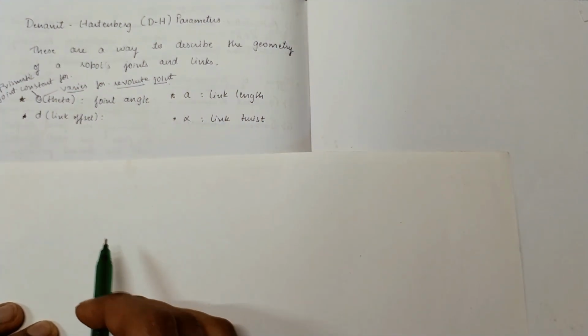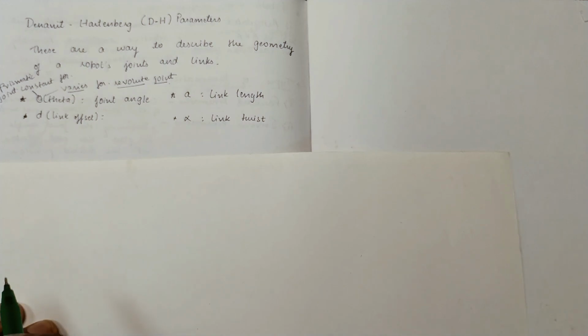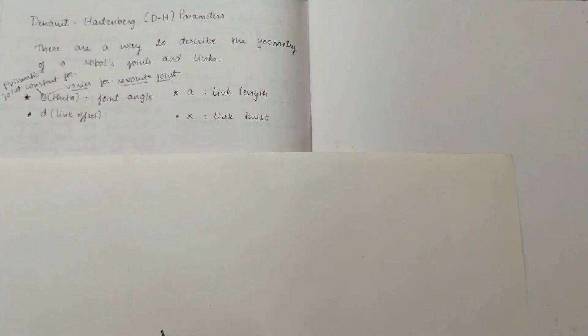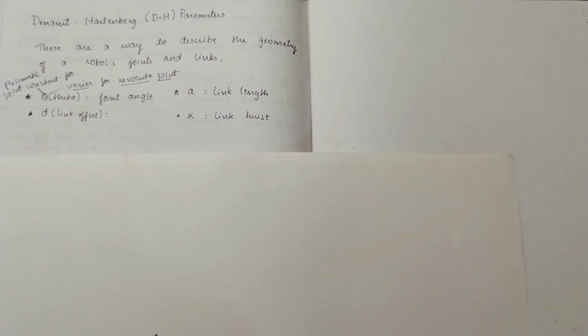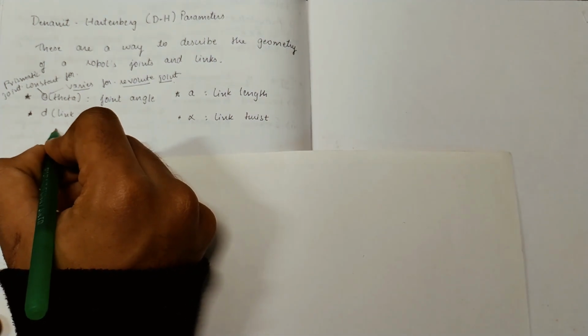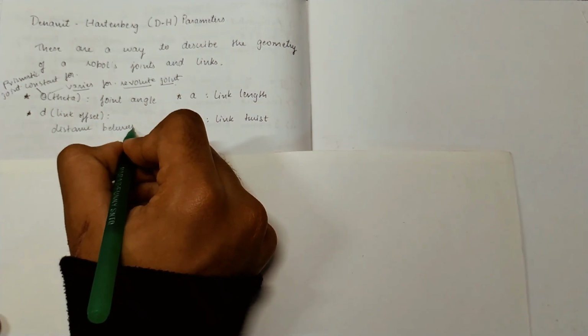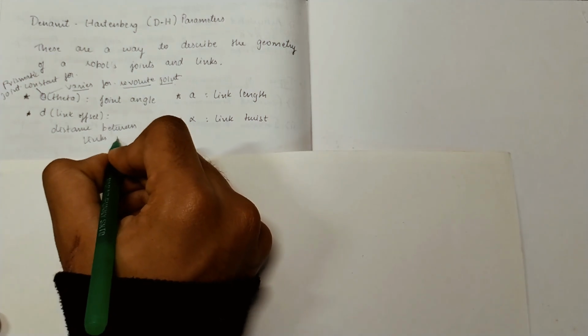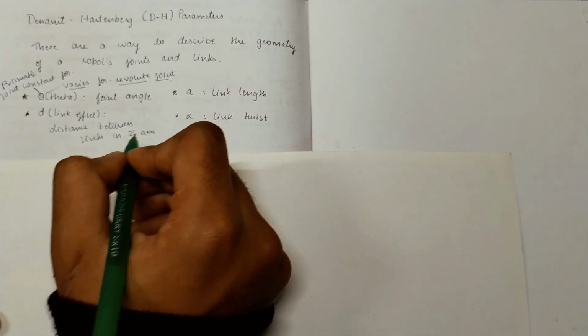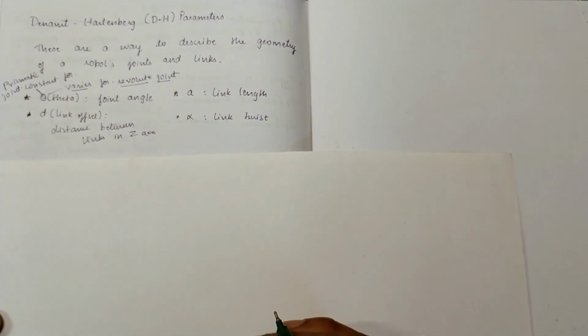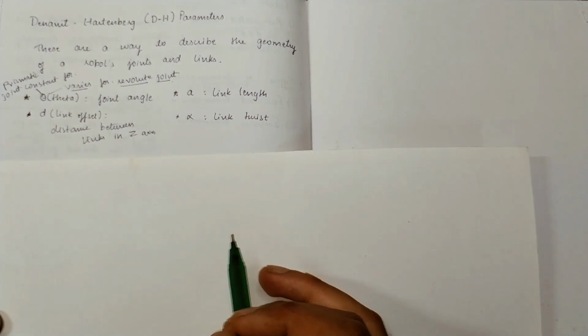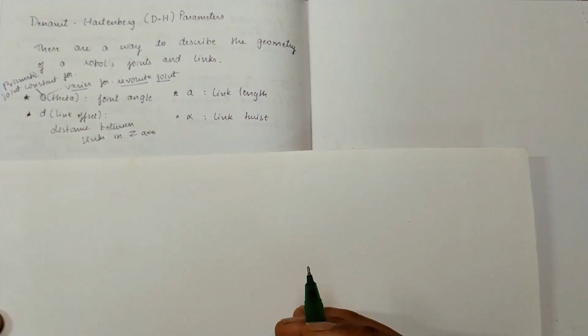And next we will look into D, that is the offset. It is the distance between the x-axes along the common z-axis. This describes how far apart the links are along the z-axis. It gives the distance between the links in the z-axis. We will understand them better when we start solving the example problems, which will be covered in the further videos.